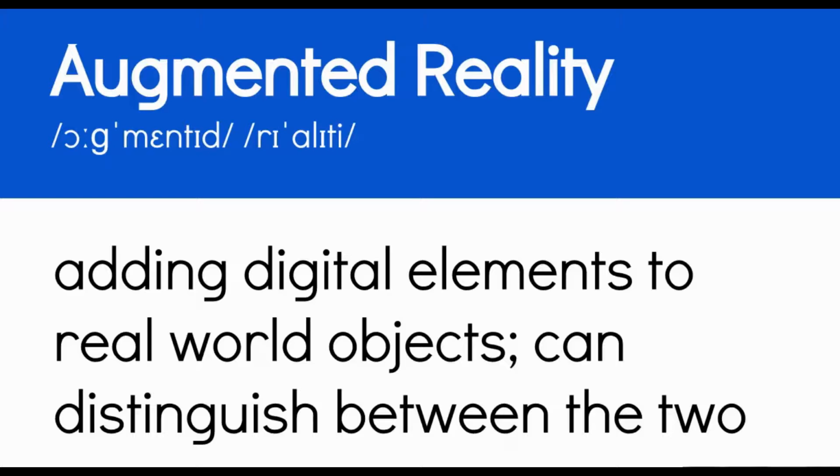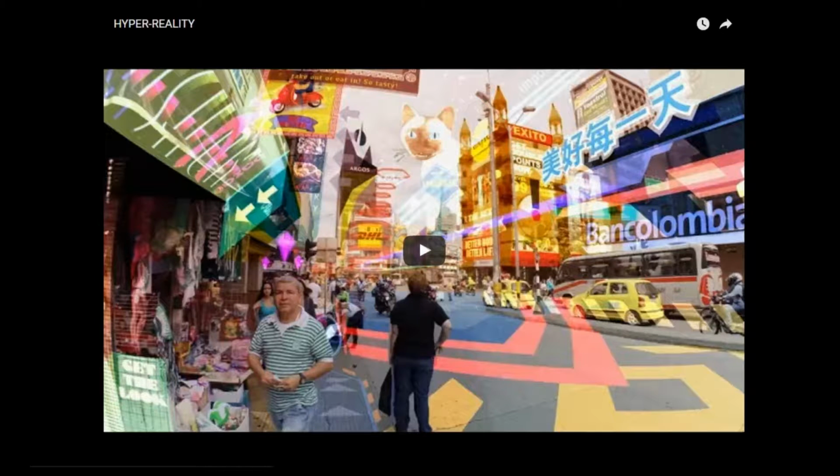Now this is in contrast to augmented reality, which is just adding digital elements to real-world elements. So in augmented reality, you can distinguish between the two, but they're kind of working together. I like this video which shows hyper-reality, or augmented reality, and is meant to warn you against what overload could be. But to me it just looks like Hong Kong.